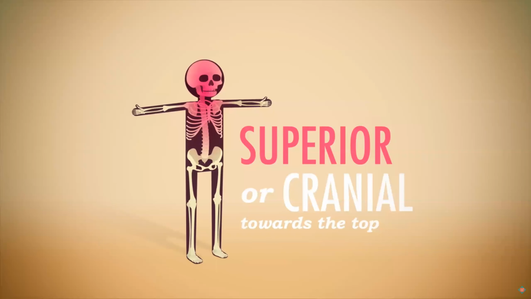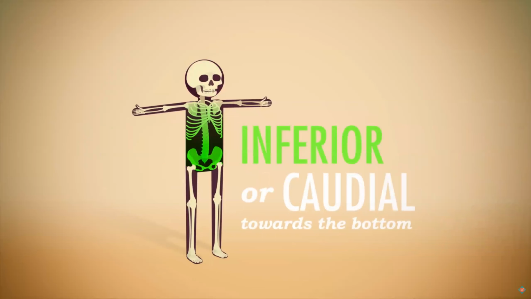Features toward the top of your body, like your head, are considered superior or cranial, while structures that are lower down are inferior or caudal. So the jaw is superior to the lungs because it's above them, while the pelvis is inferior to the stomach because it's below it. And there's more.